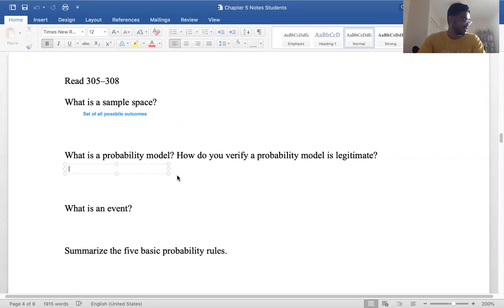Okay. What is a probability model? It's a description of some chance process that consists of 2 parts. One being a sample space, and 2 being a probability for each outcome.